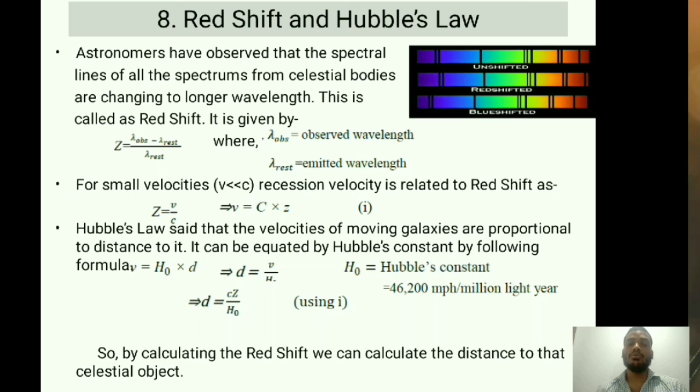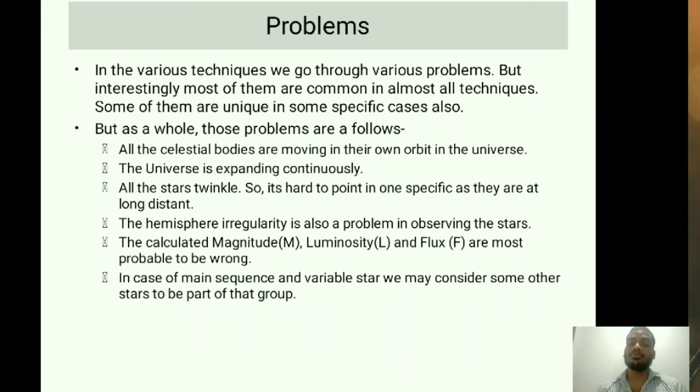Now we face various problems in calculating stellar distances. Some of them are that all the celestial bodies are moving in their orbits or in the universe. The universe is expanding continuously. Hubble's constant changes from time to time. All the stars twinkle as they are at very high distance. The hemispheric irregularity of Earth also creates problems.